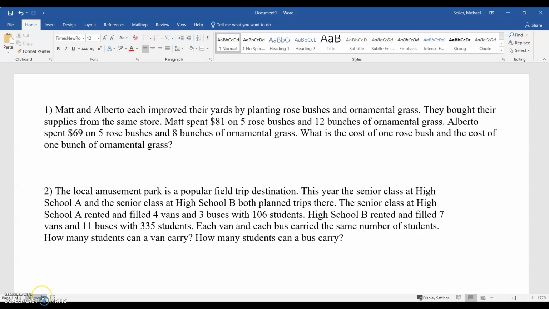So kind of like yesterday, we're going to break it down piece by piece, in this case person by person. We can see that Matt spent a total of $81. So that's his total, and he spent that on 5 rose bushes and 12 bunches of ornamental grass. So there we have Matt's equation set up. Matt's equation is just 81 equals 5x plus 12y. Alberto's going to be set up the same way.